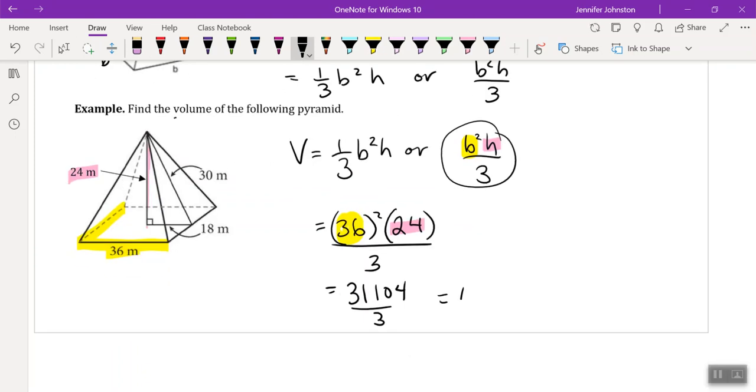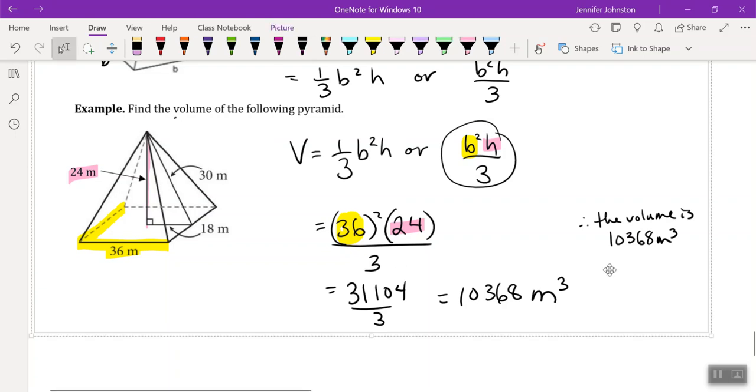And lastly, we get 10,368 meters cubed, and that's our final answer. The volume is 10,368 meters cubed.